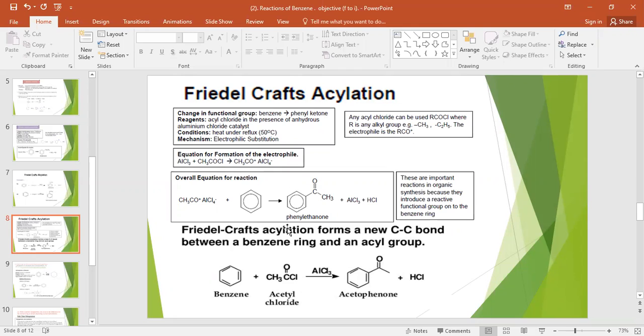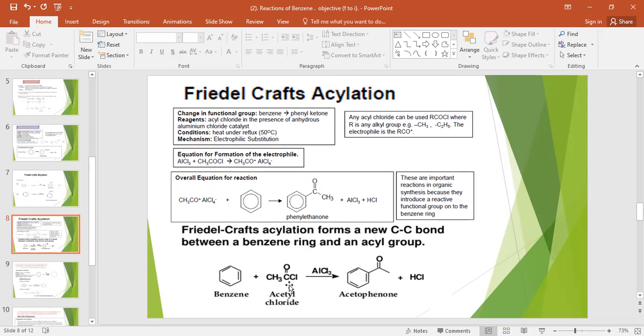The formation of phenylethanone. This is the phenyl group, up to before the carbon. Ethanone, because we have two carbons, so we call it ethane, O-N-E, because of COCH3. Because this is a ketone group, we call it O-N-E. So phenyl ketone, as you saw before. If two carbons, ethanone. And this compound is called phenylethanone. This whole reaction is known as acylation.